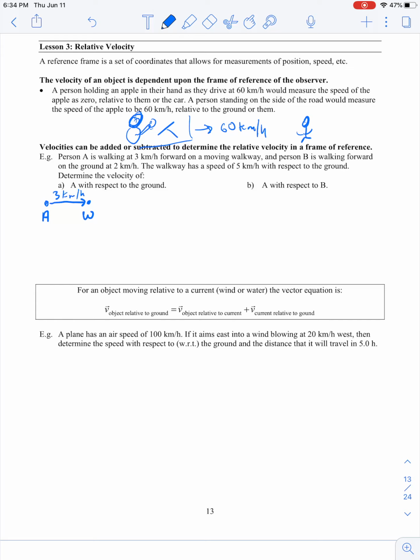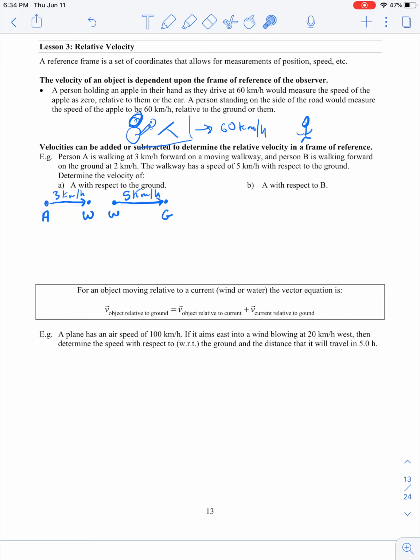The next thing it says, person B is walking forward on the ground at 2 kilometers per hour, and the walkway has a speed of 5 kilometers per hour with respect to the ground. So we have another vector that starts at the walkway with respect to the ground, and that's traveling at 5 kilometers per hour. So a person is walking on the walkway that is moving. Obviously, we're just going to add these vectors together.